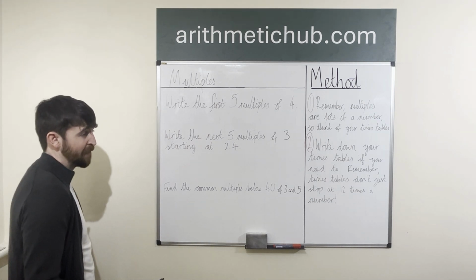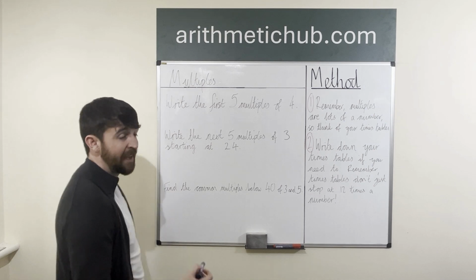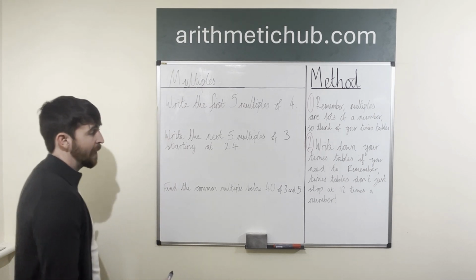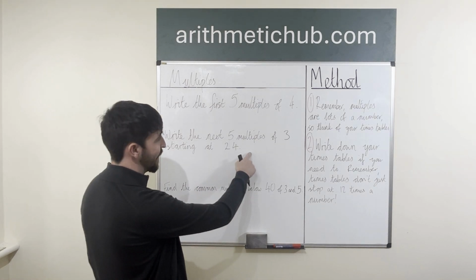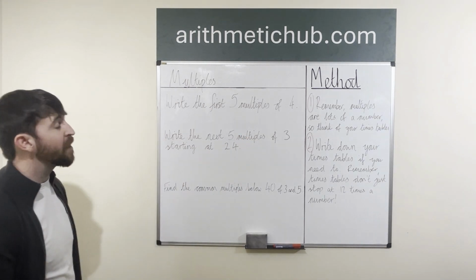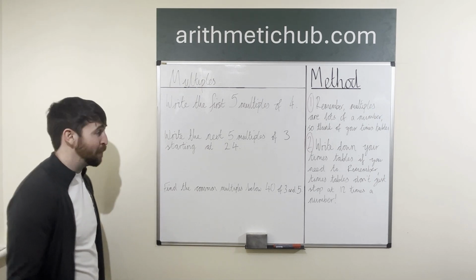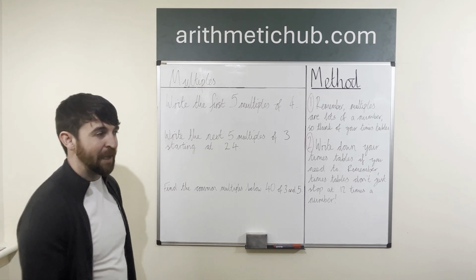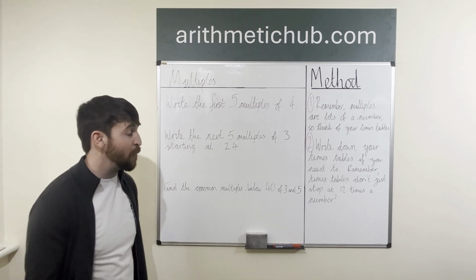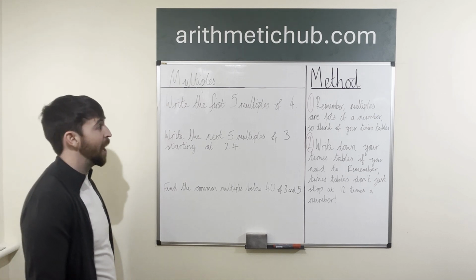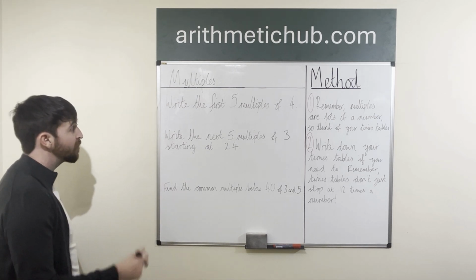Now sometimes it can be really helpful to write down your times tables, particularly if you're a bit unsure, say for example on your 7s and you're doing a question like this. If you're doing this first question, write the first 5 multiples of 4, what you're doing is basically writing the times tables anyway. So you don't need to worry about writing the times tables down to then rewrite them. Because what we're trying to do is be efficient and use our time wisely, aren't we, okay? So let's start with the first one.